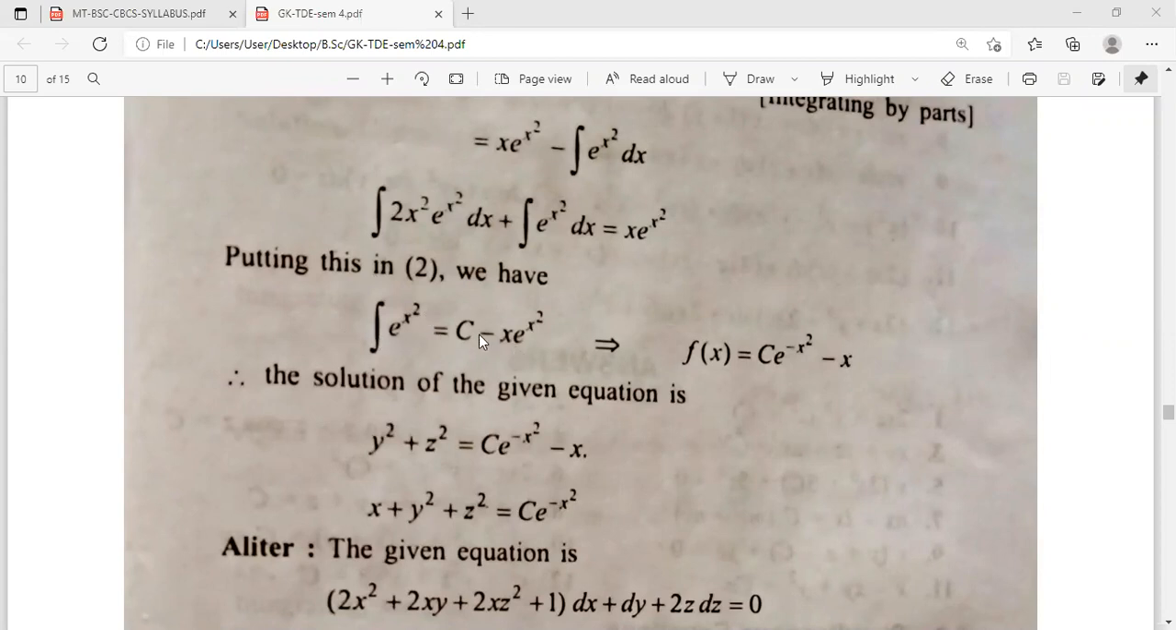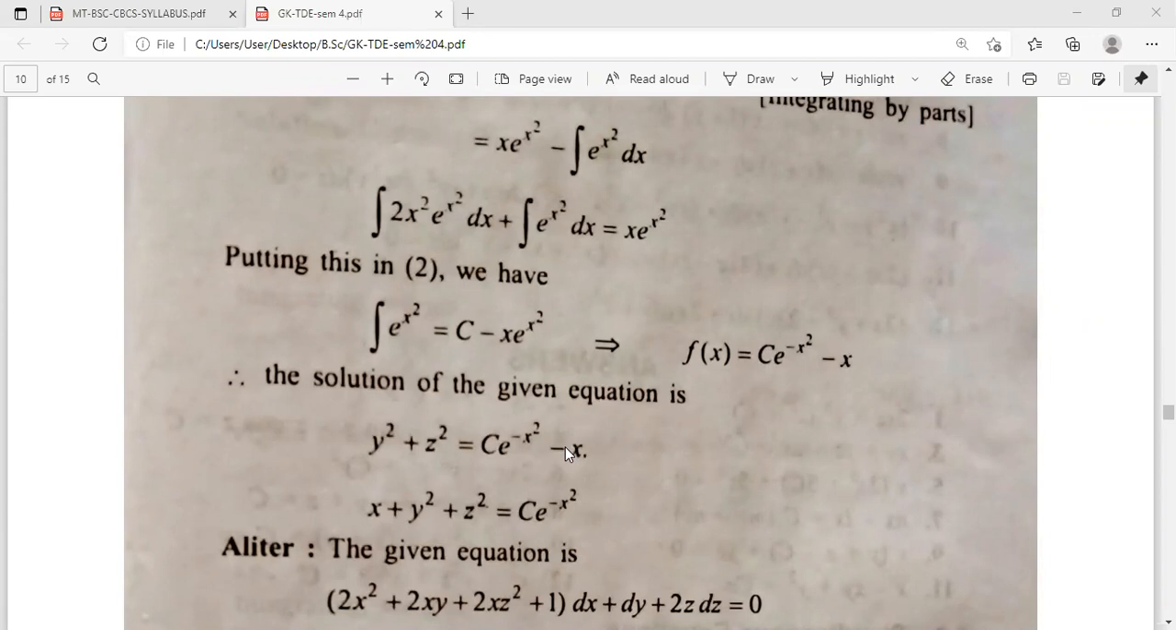Now f of x equal to c into e to the power minus x square minus x, dividing throughout by e to the power x square. So the solution of the given equation is y square plus z square equal to c into e to the power minus x square minus x.